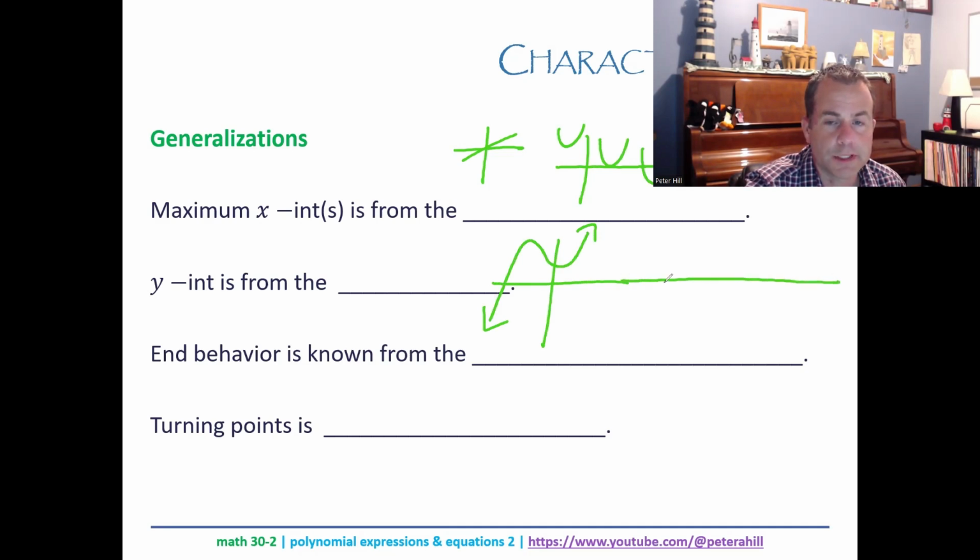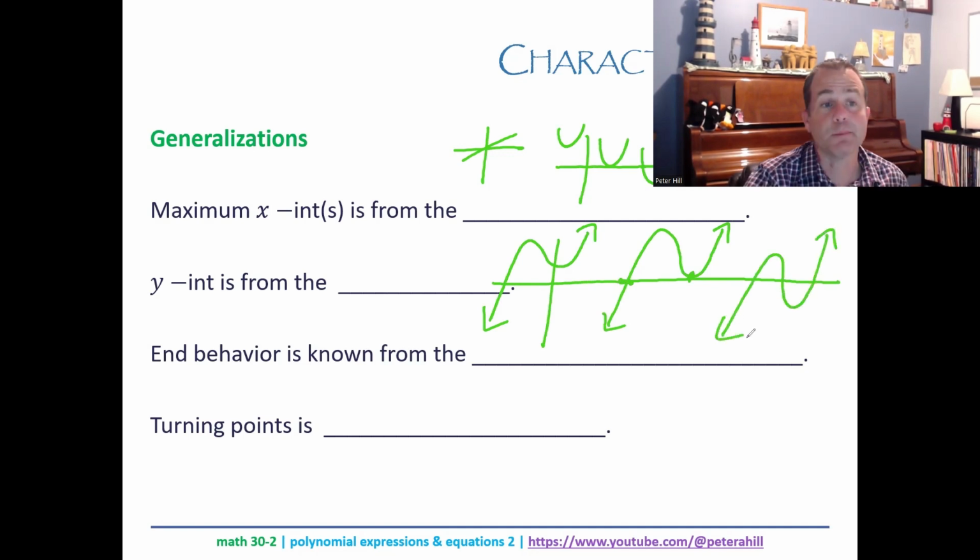I could have 2, assuming I actually hit there. Or I could have 3, but I can't get more than 3 because I'd have to change direction again, and then it wouldn't be a degree 3. So the maximum amount of x-intercepts that I can have is actually going to be the degree of the polynomial.